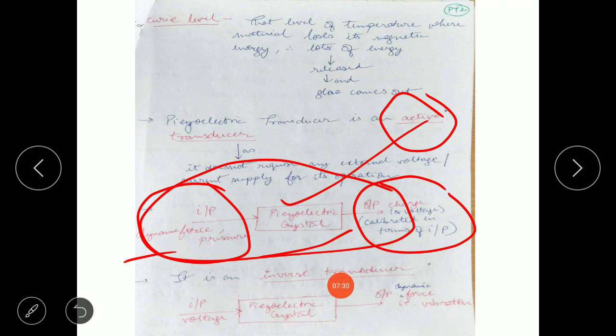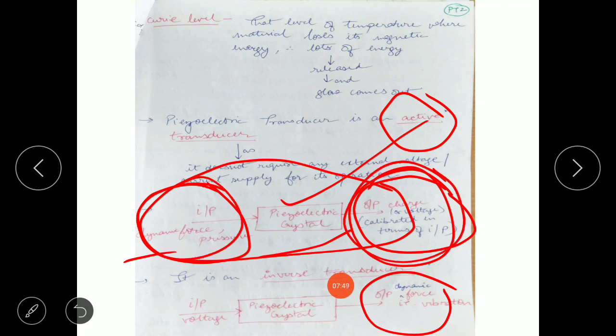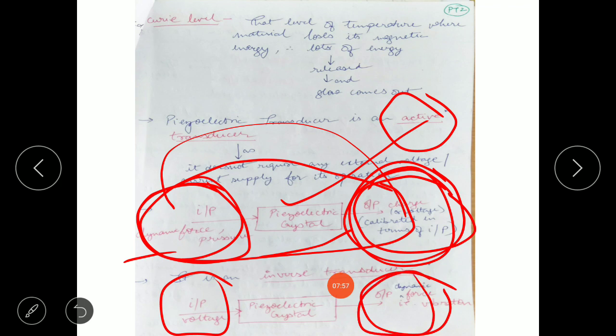Now, in reverse, if we apply the input voltage to the piezoelectric crystal, what will happen? We will get output dynamic force, that is in the form of vibration. Vibration is only dynamic force. So what is happening here? We applied input dynamic force and got output charge, and here again we are reversing it. We apply input voltage to the piezoelectric crystal and we get output dynamic force. Or we can say when we apply voltage across the piezoelectric crystal, it will start vibrating. So the piezoelectric crystal is an inverse transducer because input and output get inversed.